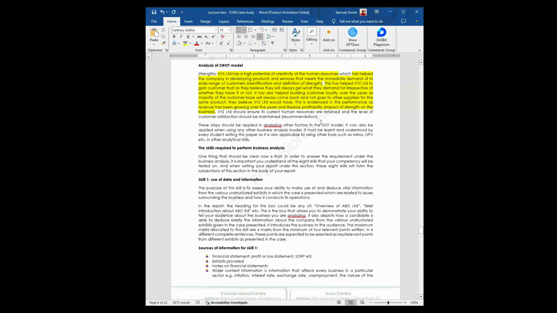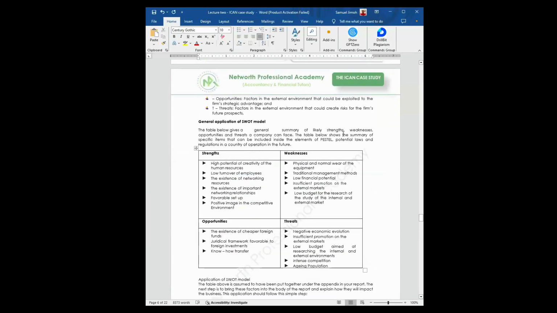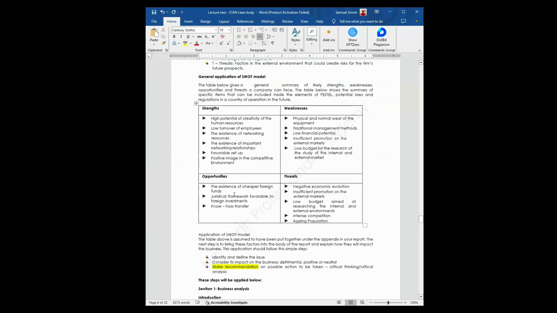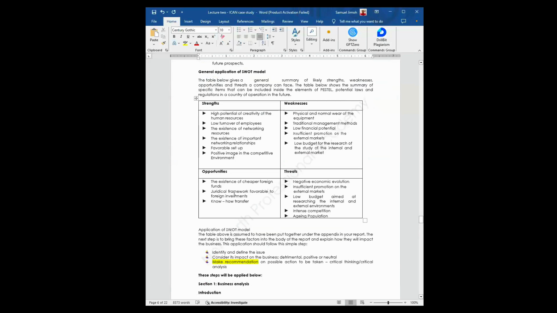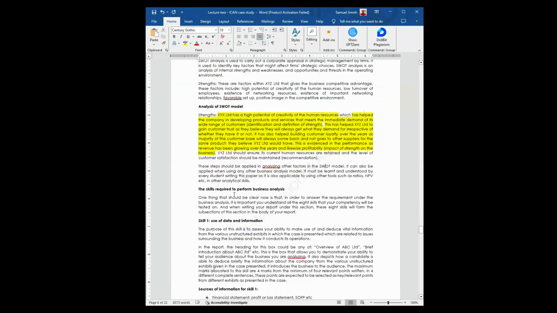In the SWOT model, you should be using these steps. Any factor that you pick in any model, this is not only applicable to the SWOT model. Any model that you pick, you follow the same steps. So let me give you another example.